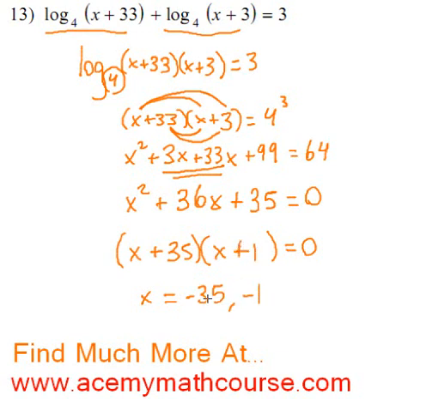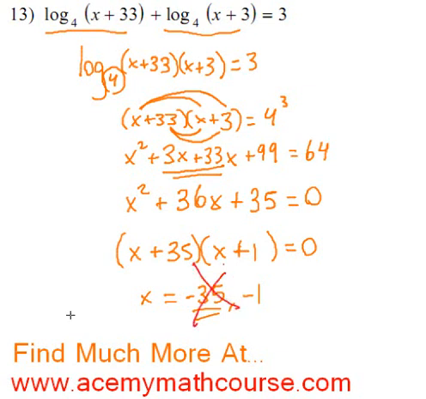So are both these answers going to work? Actually, this one won't. Because if we were to plug this in here, negative 35 plus 33, that's negative 2. And log base 4 of negative 2 just doesn't exist. So right away we're going to cross this out as an answer.